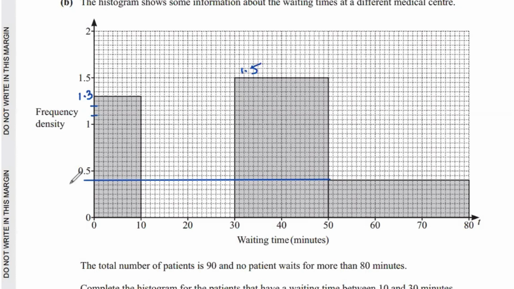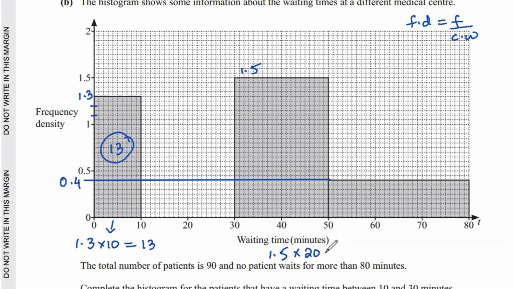0.4. So now frequency density has the formula of frequency over class width. So for each of these, we multiply the frequency density with the class width to find the frequency. So for this one, it's going to be 1.3 times 10, which is 13. So that's the frequency over here. Then for this, it's going to be 1.5 times 20, which is going to be 30. For this one, it's going to be 0.4 times 30, which is going to be 12.